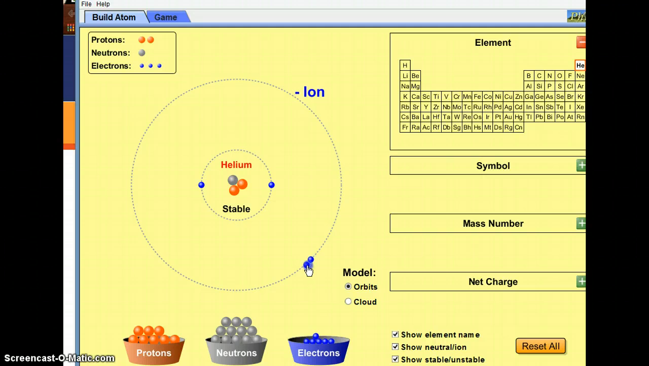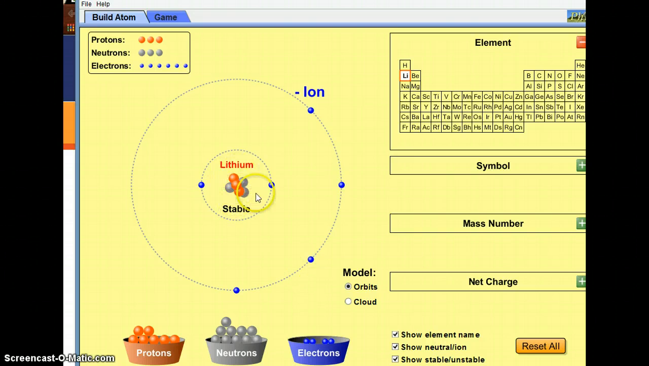Can I add another electron? Let's see. I can add another electron. What about another one? I can continue to add electrons, and look, the fact that we still have the two protons in the nucleus means that it is still a helium atom. But what happens if I add another proton? Now we've created lithium because we've upped the number of protons in the nucleus, and it is unstable, so that means we have to add some neutrons to our nucleus.